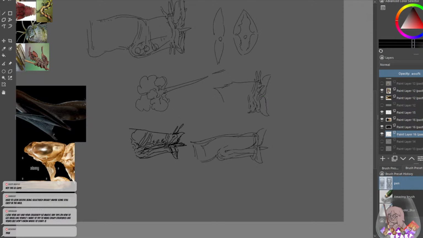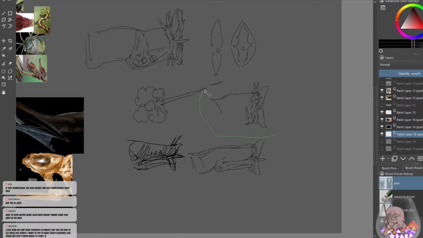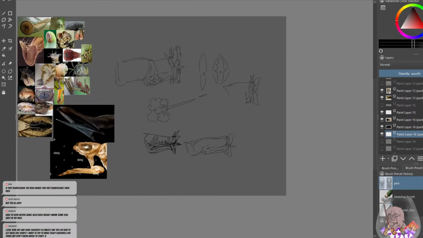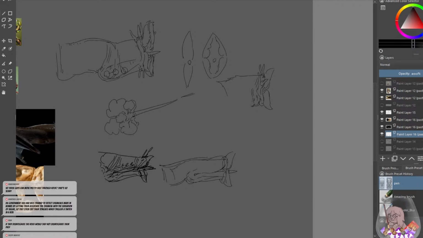I love your art and your creativity so much. Any tips on how to get ideas like yours? I want to try making crazy creatures like yours, but I don't know where to start. Well, I'm not a concept artist, so I can't. I can just tell you how I do it, but that's not advice. That's just personal experience.